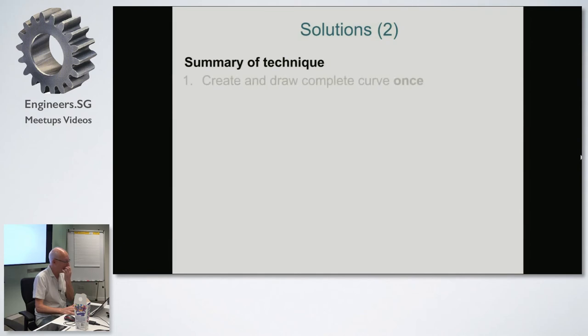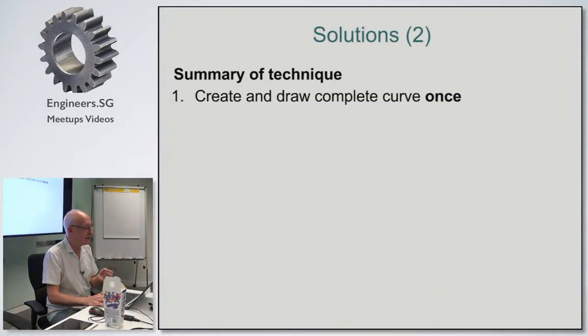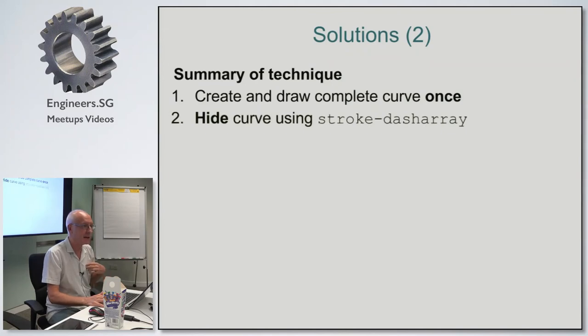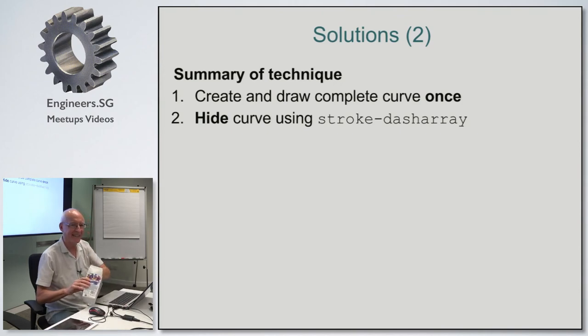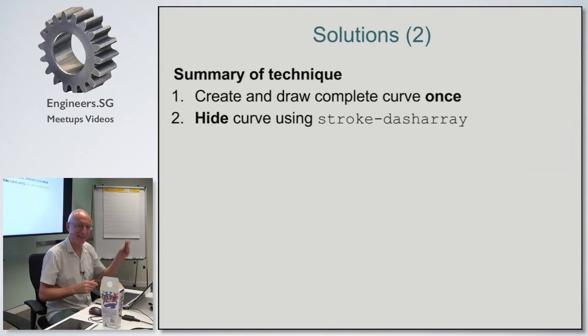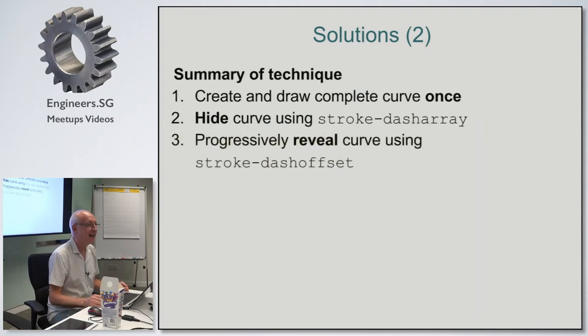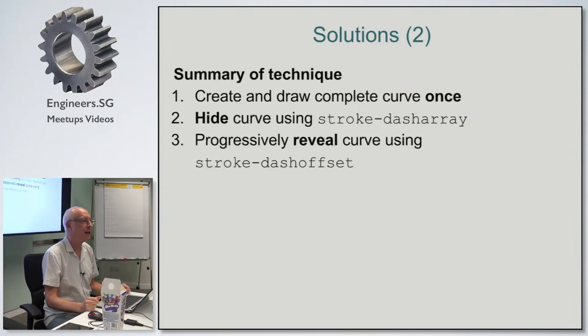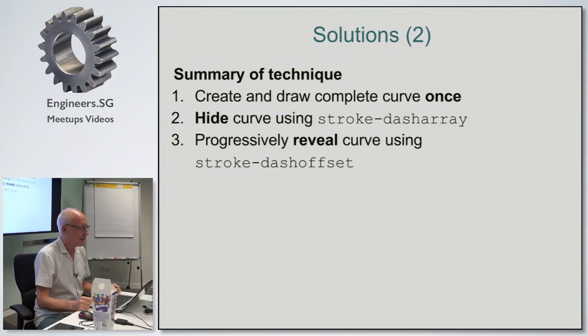So my summary of what was going on. I create and draw the complete curve once and then hide the curve using stroke dash array. What you should all be thinking is, how does he know how long the curve has to be? If you can answer that, I'll give you two chocolates. That's why I'm giving you two chocolates. I'll tell you in a minute. Actually, it's not, because it's not the same as the length around the circle. Good guess. I'll tell you in a minute.